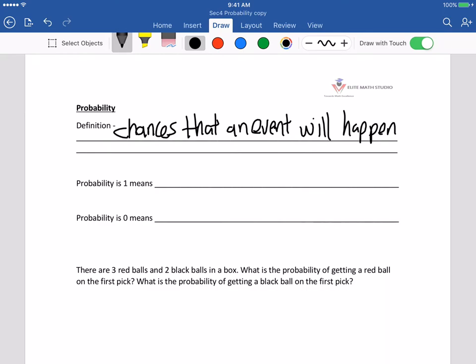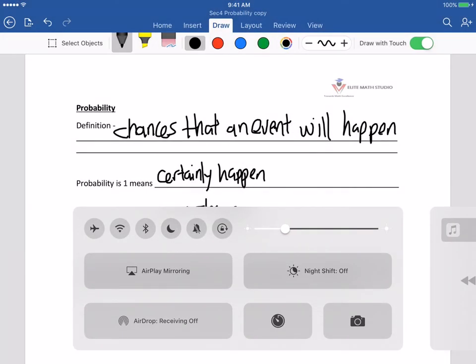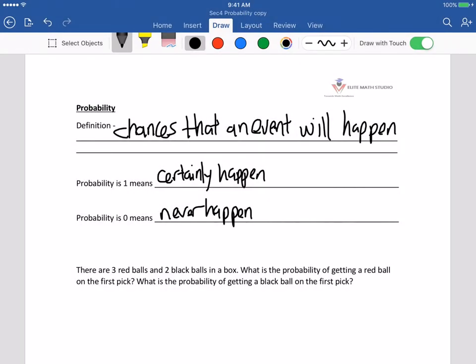Okay, so when probability is 1, what does it mean? It means the event will certainly happen. When probability is 0, it means it will never happen. The maximum value of probability is 1, and the minimum value of probability is 0. When probability is 1, it will certainly happen. When probability is 0, it will never happen.